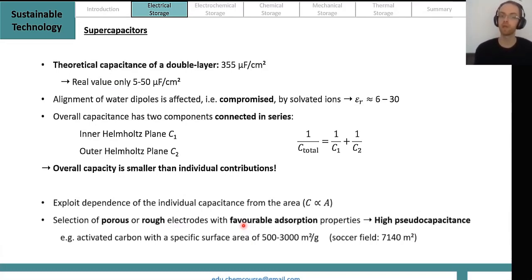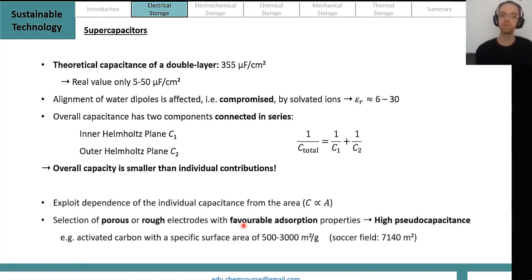per square centimeter. It's not so important now what this absolute value is. I just want to give you the contrast here that the real value you can actually obtain is only 5 to 50 microfarad per square centimeter. So you have a value which is significantly less than what you would theoretically expect.